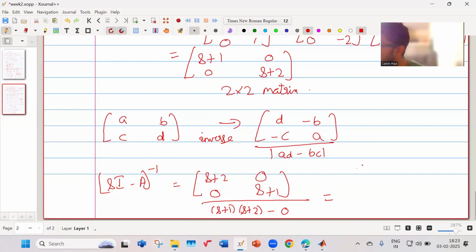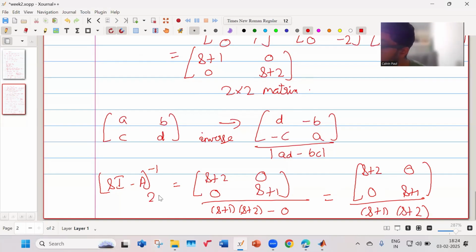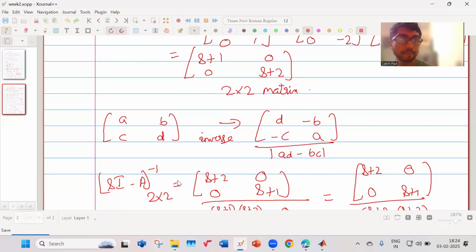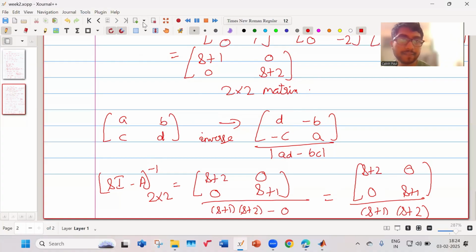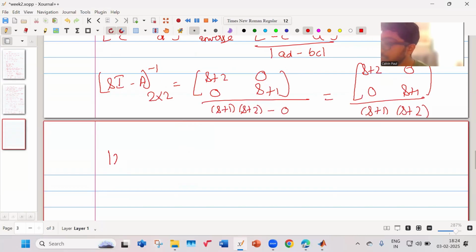Okay, so (sI minus A) inverse actually is [s+2, 0; 0, s+1] upon (s+1)(s+2). If you notice, this also is a 2 cross 2 matrix. And this term, this is the denominator, the determinant of sI minus A. If we set it to 0, that means we set (s+1)(s+2) equal to 0. This is what is known as the characteristic polynomial of the system.